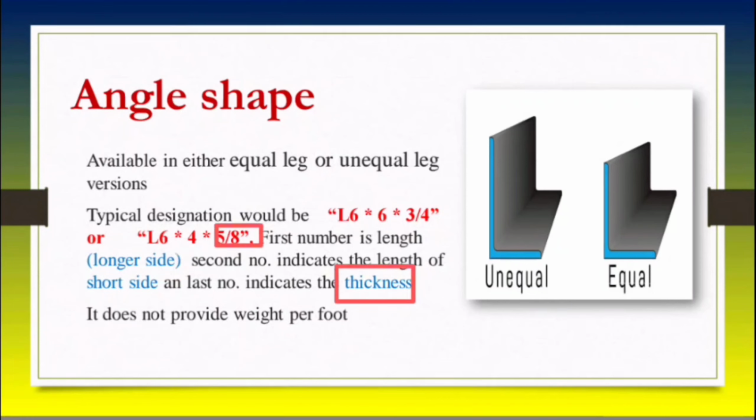It does not provide weight per foot as provided by the S shape or W shape. So this designation for the angle shape provides only the longer side, shorter side, and the thickness of the angle shape. And its centroid does not lie within the angle shape. It lies somewhere here, other than the angle shape, meaning it lies beyond the shape L.